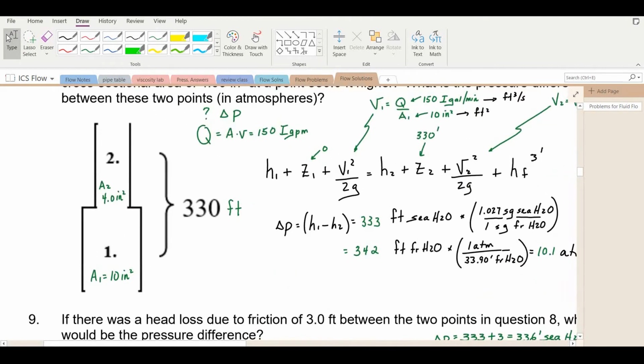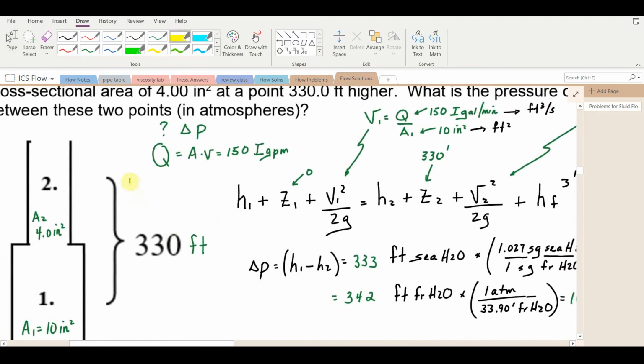So I've labeled this up: 10 square inches at point 1, 4 square inches at point 2. We're asked to calculate the difference in pressure between point 1 and point 2. We're given the flow rate is 150 imperial gallons per minute.